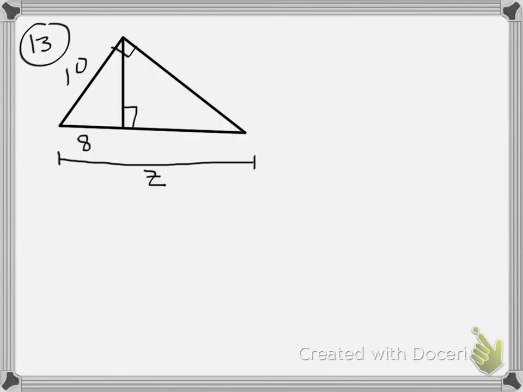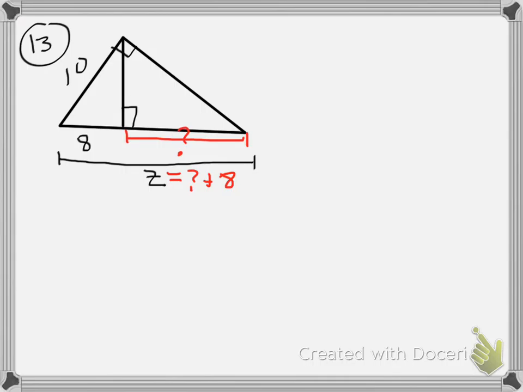Okay, in number 13 it says find the value of the variable and round to the nearest tenth, so 1 decimal place. So we need z. That sounds pretty doable. If I could get this piece right here, then I'm in good shape, because I can just add it to 8. So z is the question mark plus 8. So let's see what we got here.